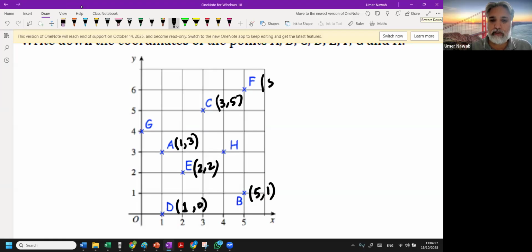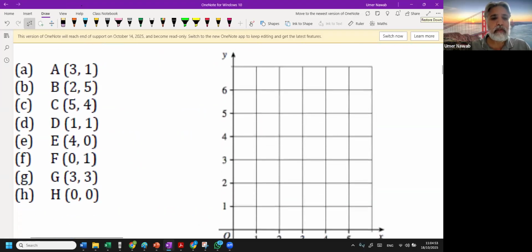F is 5, 6. G, the point is on the y-axis. It means the x coordinate is 0. So I only write the y coordinate, which is 4. And then H is 4, 3. So this is not difficult, although I selected all the points in the first quadrant or positive x-axis or y-axis, but you can apply the same thing in other quadrants as well.